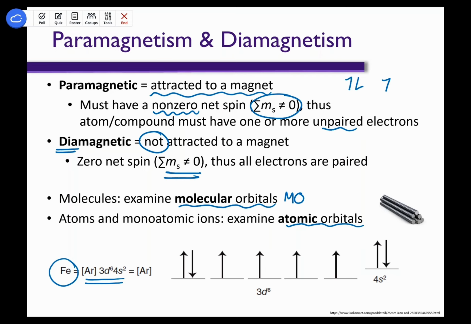Because of all these unpaired electrons, it has a non-zero net spin. It can interact with a magnetic field. It's attracted to a magnet. Iron is paramagnetic. So we can look at its electron arrangement in atomic orbitals and predict that it's paramagnetic.